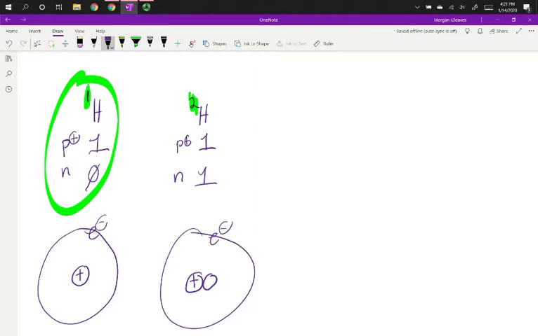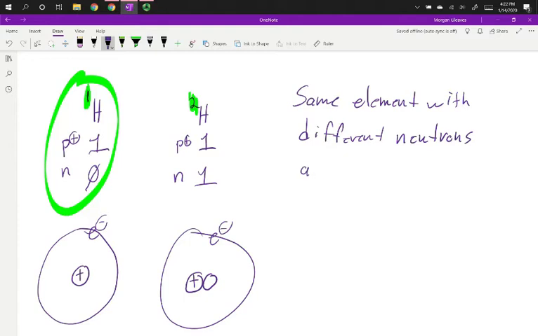This can happen. You can have different numbers of neutrons on the same element. Same element with different neutrons are called isotopes. So these are both isotopes. They are both called an isotope. They are both isotopes of hydrogen. Because they each have only one proton, they are hydrogen atoms, but they are different isotopes of hydrogen, one having more neutrons, one having less.